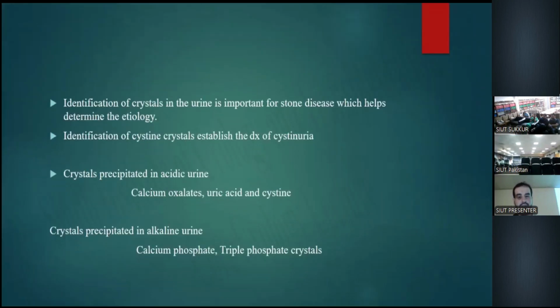So identification of crystals in the urine is very important for stone disease, which helps determine the etiology. Identification of cystine crystals establishes the diagnosis of cystinuria. Crystals that precipitate in acidic urine are calcium oxalate, uric acid, or cystine. Crystals that precipitate in alkaline urine are calcium phosphate or triple phosphate crystals.